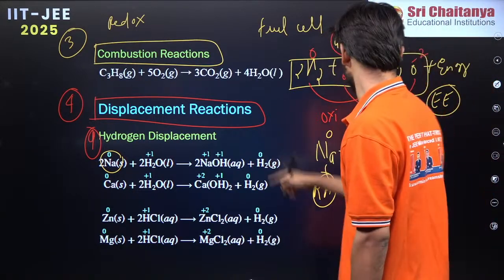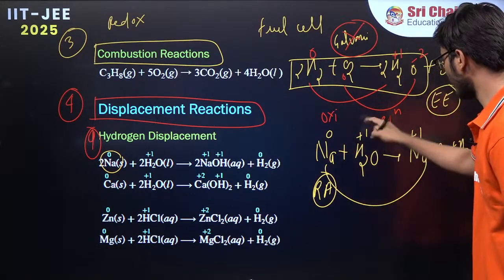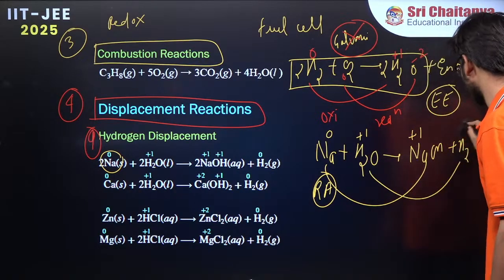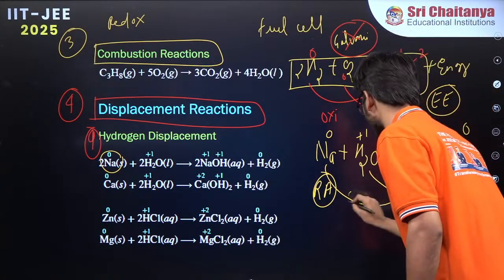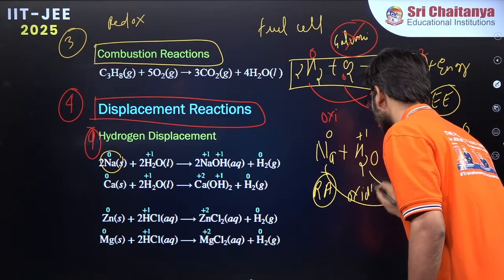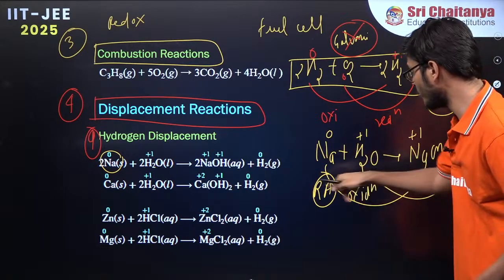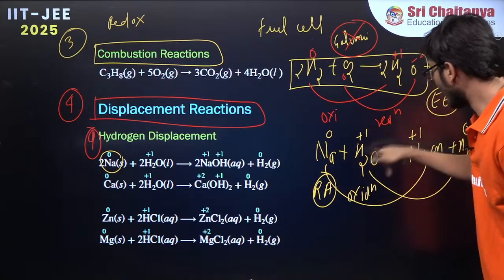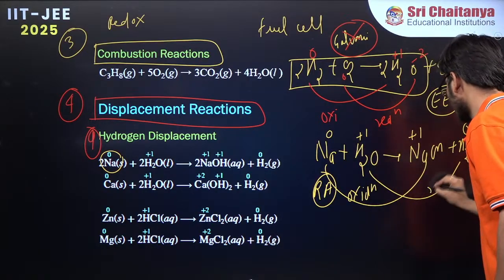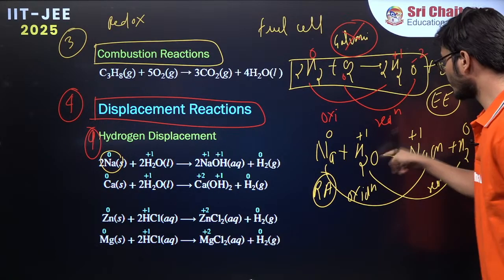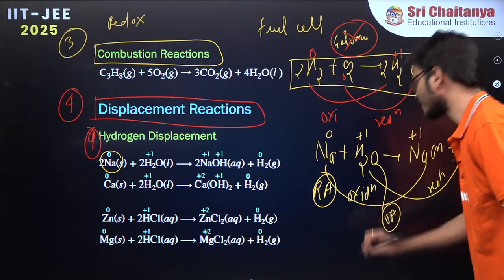So NaOH plus H2 gas will be released, right? Hydrogen is +1, and from +1 it becomes 0. So sodium is the reducing agent because oxidation is happening. Sodium gets self-oxidized, therefore it is a reducing agent. And water, hydrogen H plus, does self-reduction, therefore water here will act as what, beta ji? It will act as an oxidizing agent.